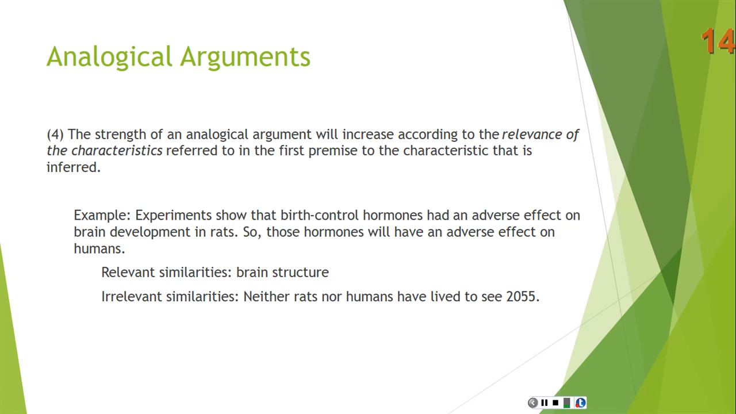An irrelevant similarity is that neither rats nor humans have lived to see 2055. Okay, so this one has nothing to do with whether the drug would have an adverse effect on rats as well as humans. Just because neither have lived to see 2055, it doesn't mean that we conclude anything about what effect this hormone will have on them. Okay, so the strength of an analogical argument will increase according to the relevance of the characteristics referred to in the first premise to the characteristic that is inferred.